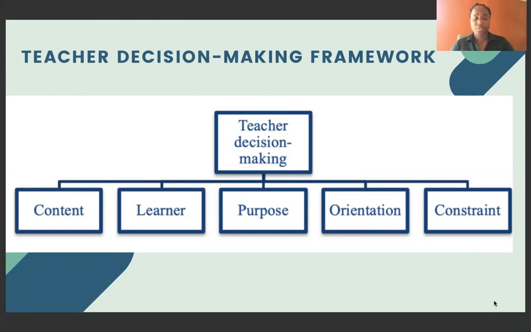And of course, the constraints, both internal and external constraints. So you have school administrators, which later we'll discuss in the findings. And other constraints could include school environment and so forth.